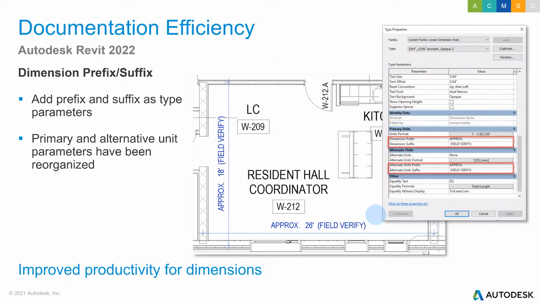Dimensions, another small improvement here. Previously, when we wanted to add a prefix or a suffix to a dimension, it could only be placed at the instance level. That meant if you had maybe 50 dimensions that all needed prefixes or suffixes, it was a bit of work to add those in for each instance. We can now finally put a prefix and a suffix in the type properties of the dimension. Obviously, this is going to be a little bit more of a limited use case, but there are obviously times when this needs to occur. So this should speed that process up quite a bit.